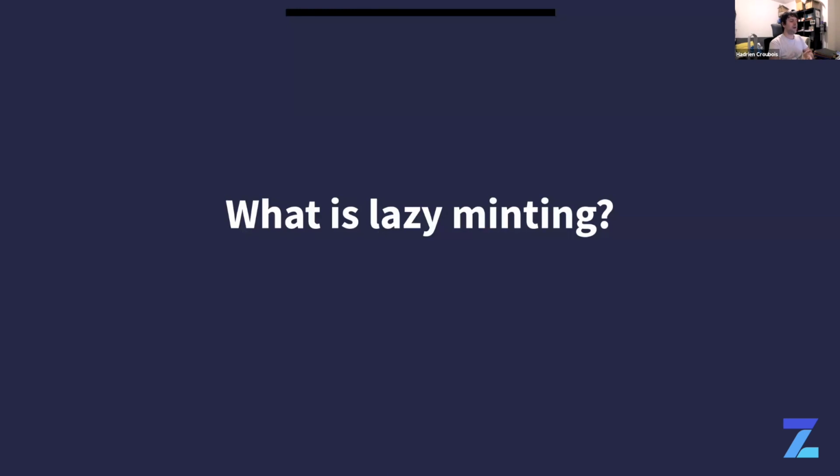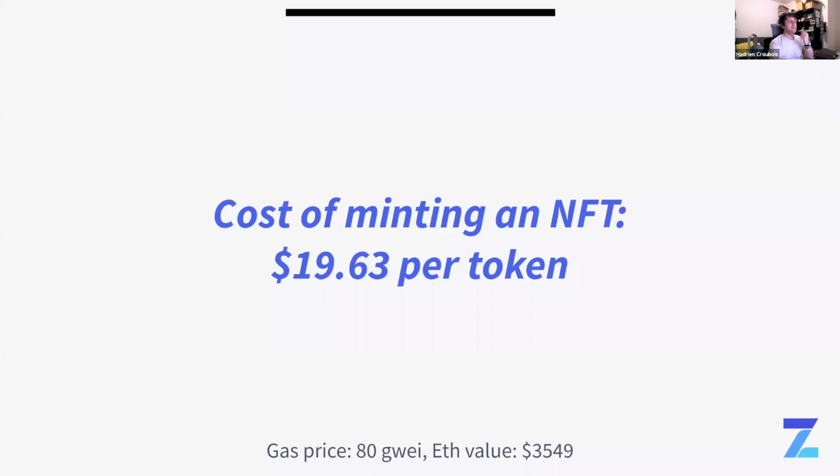So the question is, what is lazy minting? What are we going to discuss today? And why is it useful? Well, the thing is, minting a token today is very expensive. I mean, the gas prices have gone down over the past weeks, but they are still decently high. I used to think that 80 gwei was a lot. And obviously the ETH value is also at an all-time high today. So when you multiply the two, minting a single token is almost $20.